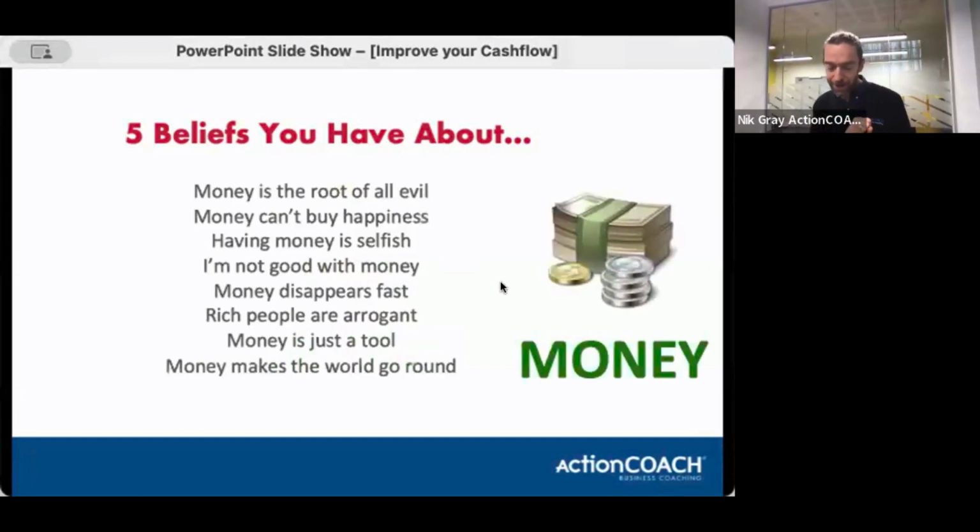here's some I prepared earlier. These are some of the common ones that people refer back to us. So things like money's the root of all evil. Money can't buy happiness. Having money is selfish. I'm not good with money. Money disappears fast. Rich people are arrogant. Money is just a tool. Money makes the world go round.